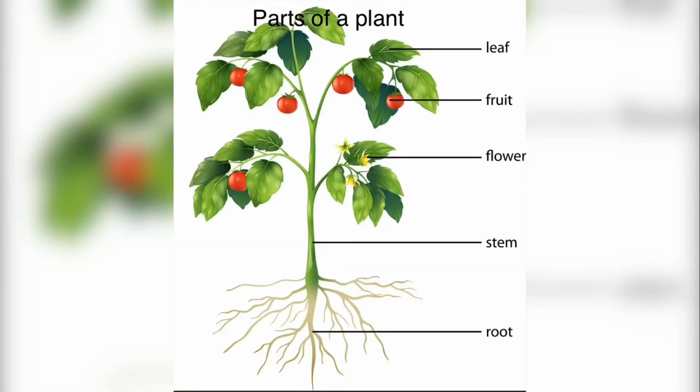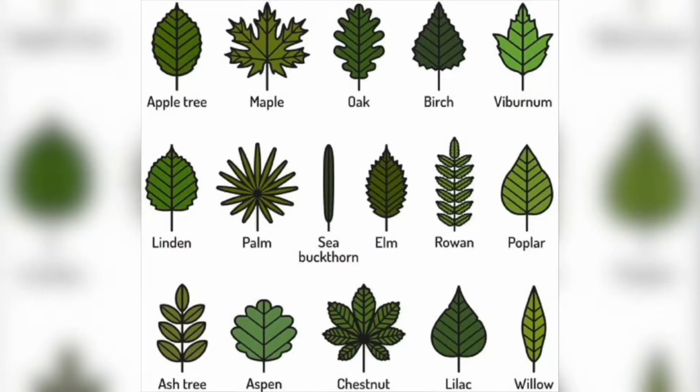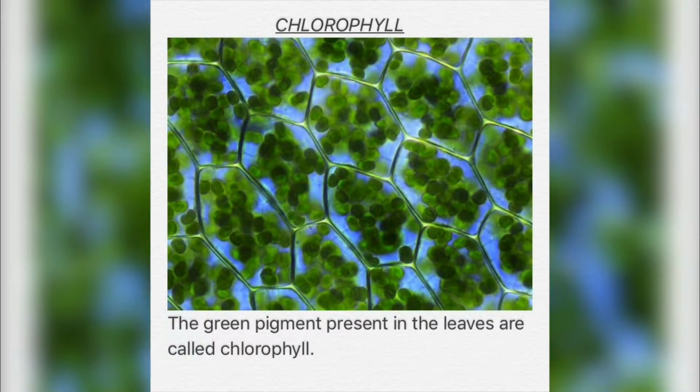Leaf, fruit, flower, stem and root are the main parts of a plant. Roots are of two types. First one is fibrous roots, second one is tap roots. Different plants have leaves of different shapes and sizes. The green pigment present in the leaves is called chlorophyll.